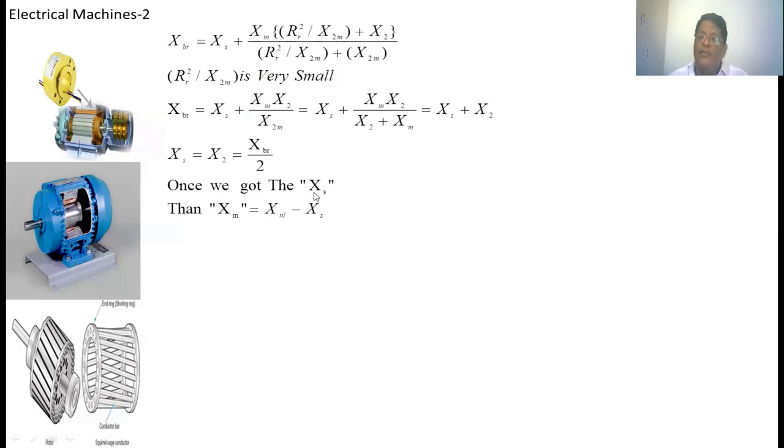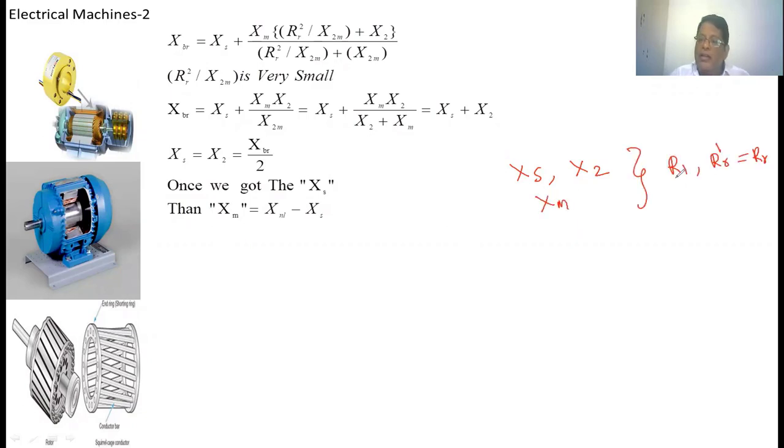Once we have the value of the stator leakage reactance XS, from the no-load test we have one relation: XNL equal to XM plus XS. So the magnetization reactance equals XNL minus XS. From the no-load readings, we know this quantity, and just now we found the XS value also. Then we can find the magnetization reactance. Up to here, we can calculate three parameters: one is XS, the second is X2, and the third is the magnetization reactance.